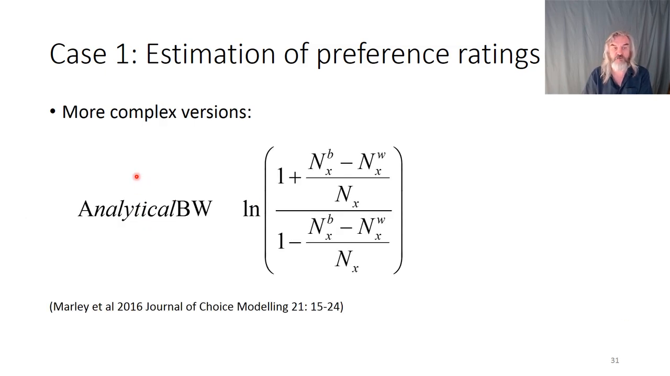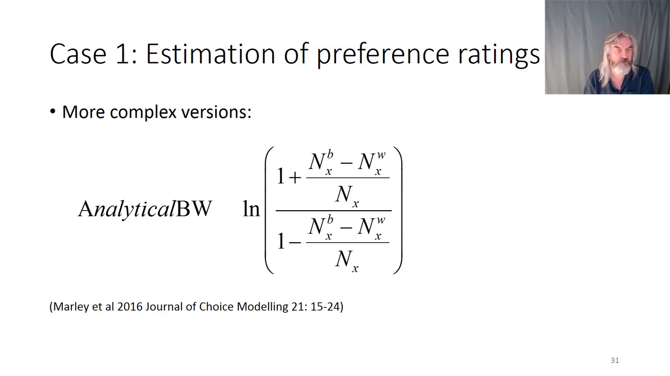There are more complicated versions. This is something called the analytical best-worst, so not NBW but the ABW. What's this? Well, it's basically that same idea of best minus worst normalized, but then it's 1 plus that, divided by 1 minus that expression, and take the log of it all. There's a paper by Marley which suggests that this might be a better measure, but depending on the structure of the data, it actually gives you very similar scores.